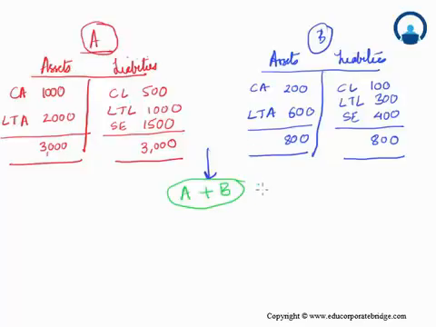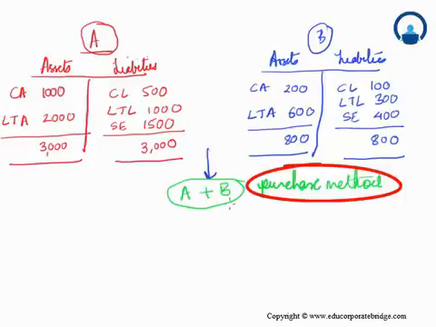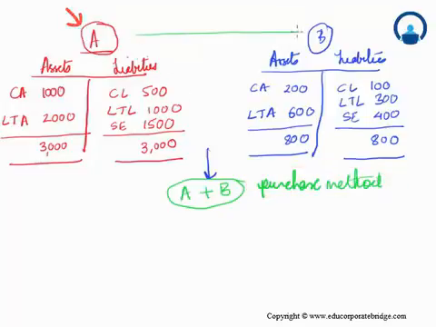Now let's look at the second method of accounting, which is called the purchase method. Here we would also require the information on how much company A has paid to acquire company B. So let's say company A has paid $1,000 to acquire company B. With that assumption, let us start with the purchase method of accounting.